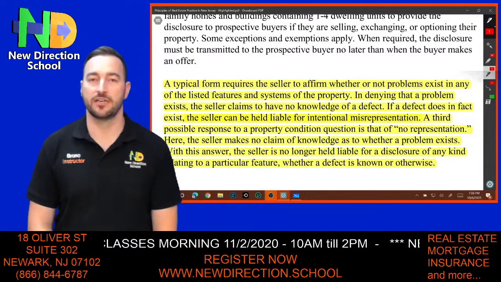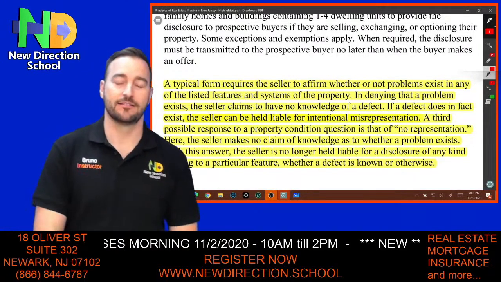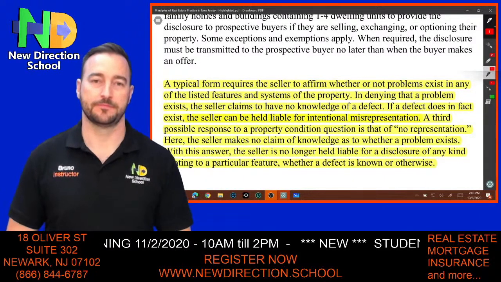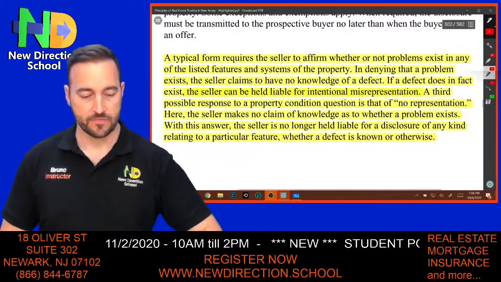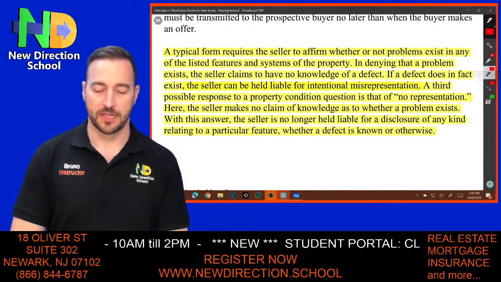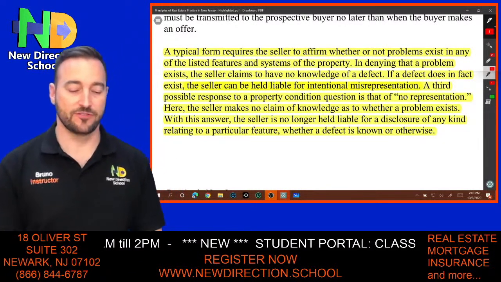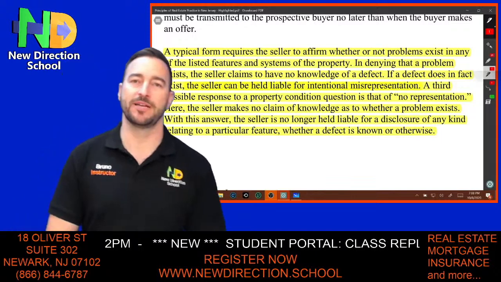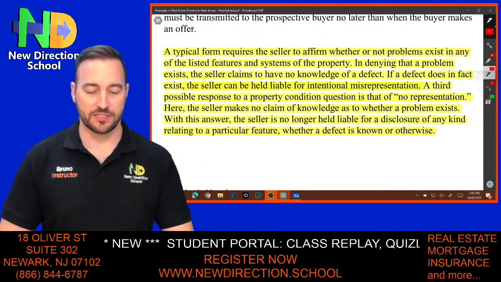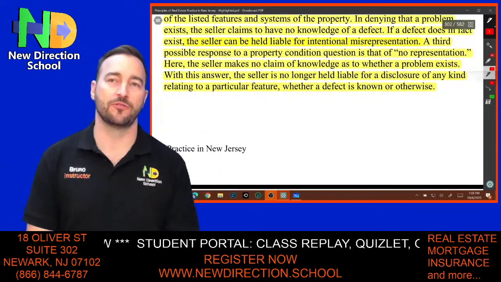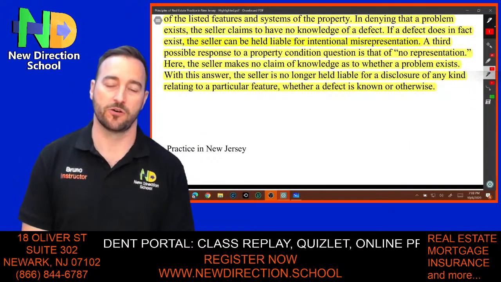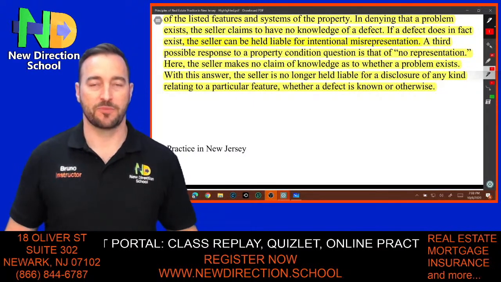So what are we saying here? If they lie, you are covered. Again, they told me so. Okay. The third possible response to a property condition question is that of no representation. Here, the seller makes no claim of knowledge as to whether the problem exists. With this answer, the seller is no longer liable for disclosure of any particular feature, whether a defect is known or otherwise. Simple.